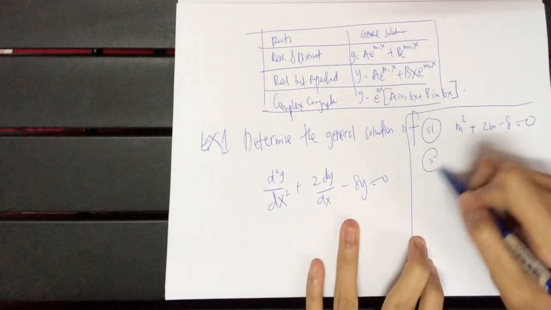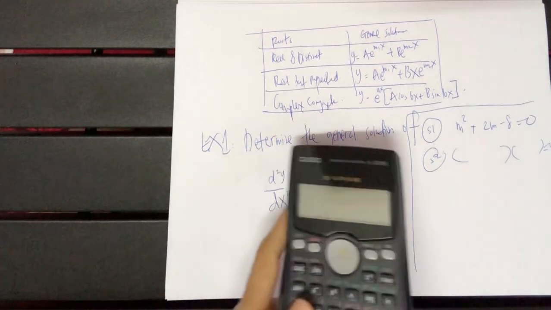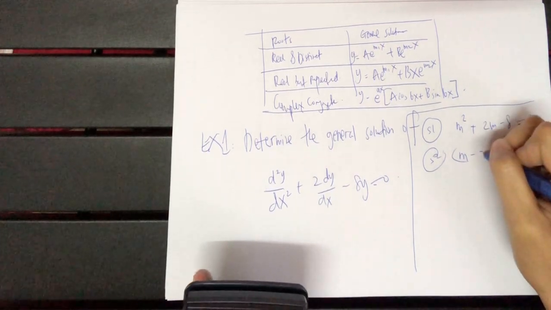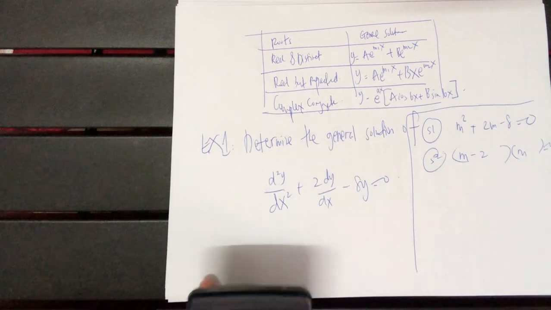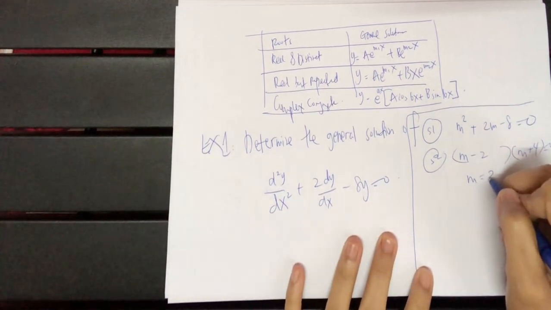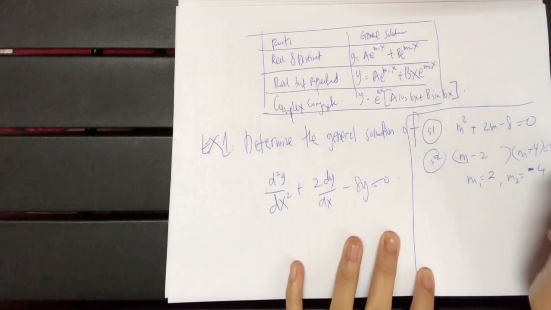Step number 2, factorize it. You can use your calculator. If you can't do it in your head, use your calculator, to avoid careless mistakes. So you should get m minus 2 and also m plus 4. So you will get m1 equal to 2 and m2 equal to negative 4.